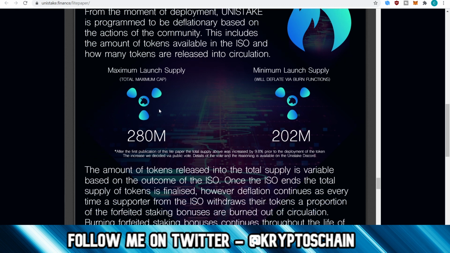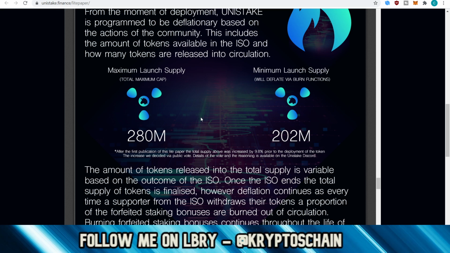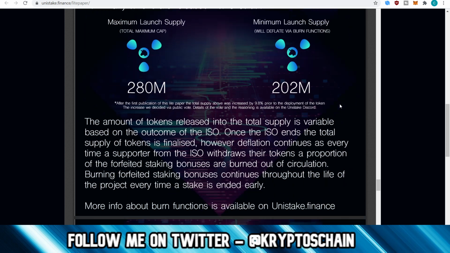Now we can see the maximum cap here was 280 million. On CoinGecko, it does say 279.9999999, so only one token down. I'm not sure what is the reason behind the one token, but anyway, close enough here. So the minimum launch supply, which would deflate via the burn function, would have been 202 million.